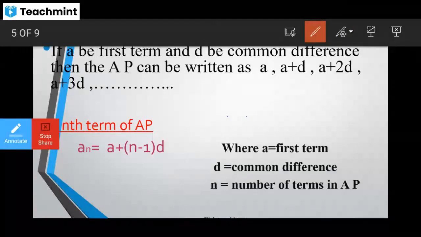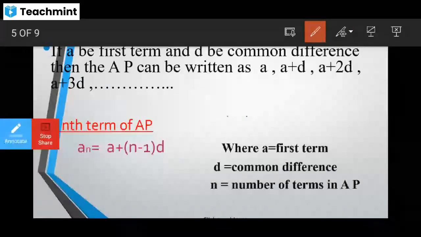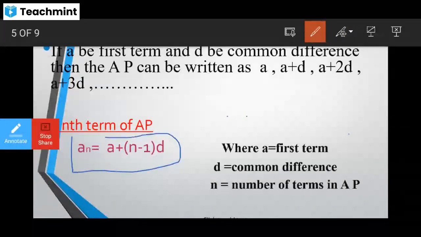Okay, general form of AP. So just note down the nth term of AP is given by a plus (n minus 1) into d, where a is the first term and d is the common difference, and n is the number of terms in AP.